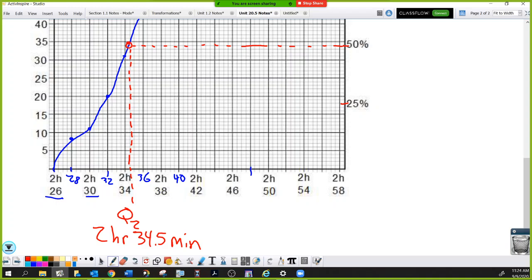Estimate the number of competitors who finished under 2 hours, 35 minutes. So we need to go to 2 hours, 35 minutes. That's right here. And we're trying to figure out the number of competitors, not the percent, the number. The actual numbers are to the left. Things on the right are percentages. The actual numbers are on the left.